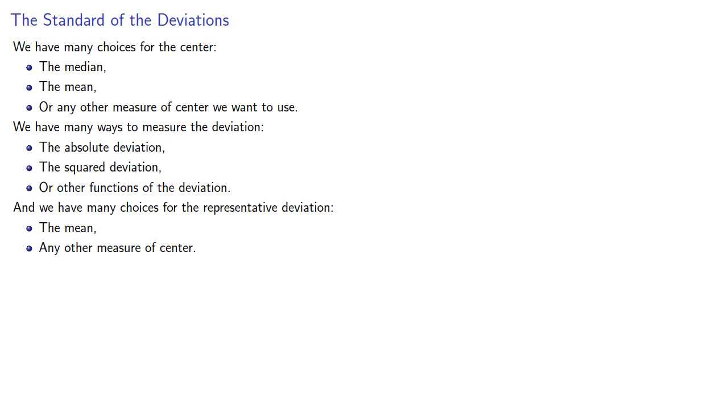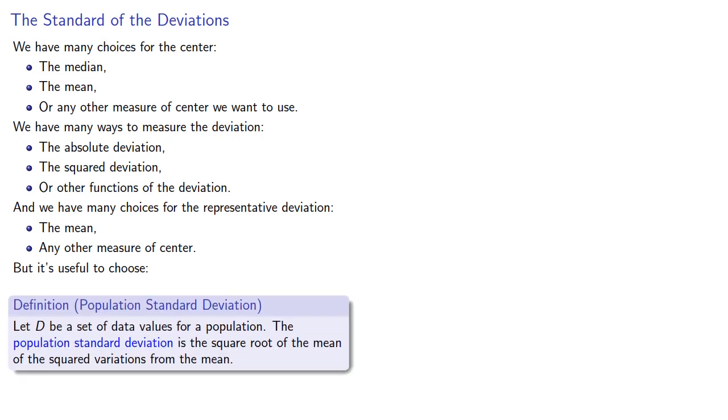While we do have a lot of choices, it's actually easier if we all agree on measuring deviation in the same way. And so it's useful to introduce the population standard deviation. Let D be a set of data values for a population. The population standard deviation is the square root of the mean of the squared variations from the mean.